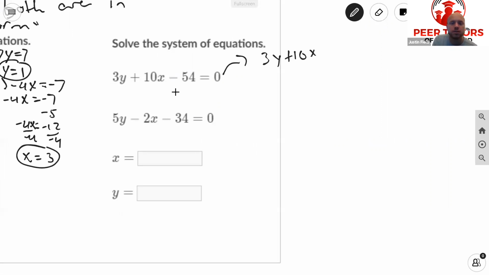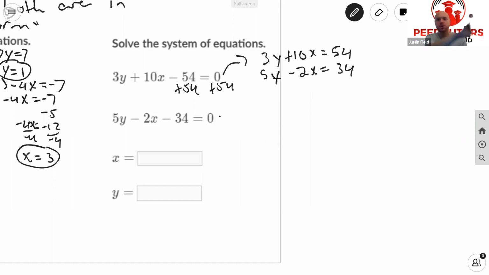Let's do that first. So we could just add 54, or some people just say, oh, if I put it on the other side, it's just the opposite sign. Okay, so then we can do that with both of them. 5y minus 2x equals positive 34. Okay, so now at least variables on one side, numbers on the other. But still, if I were to add these together, the y's would be 8 and the x's would be 8. But we want one variable to cancel.